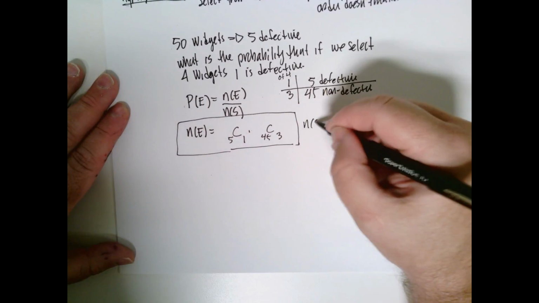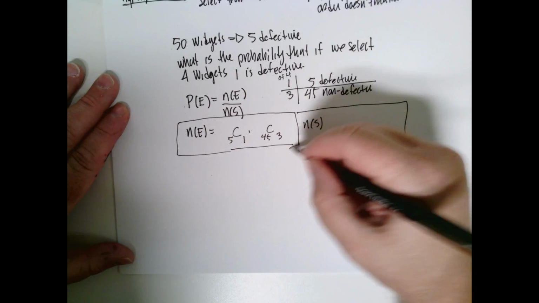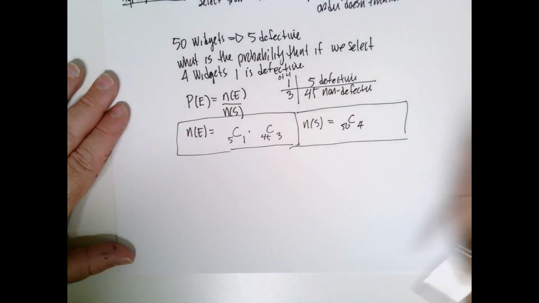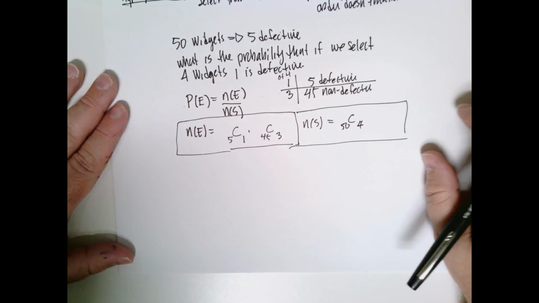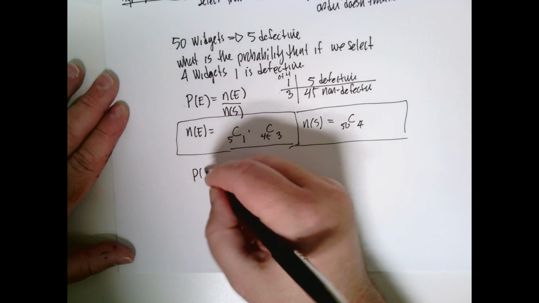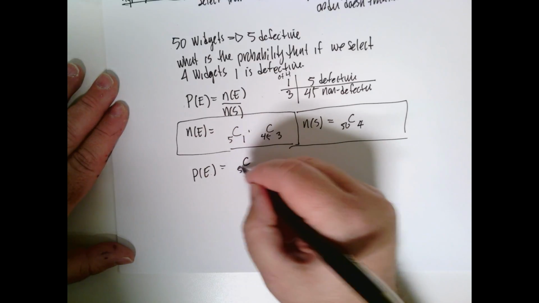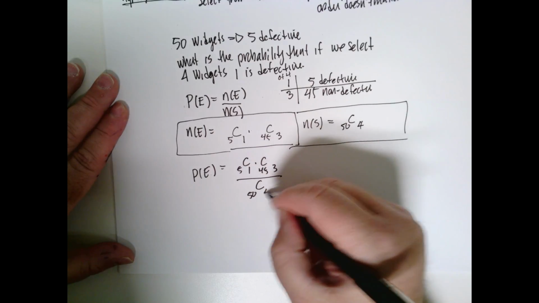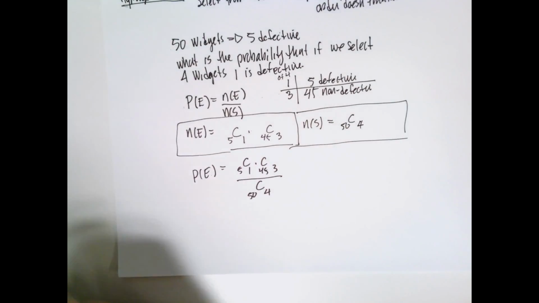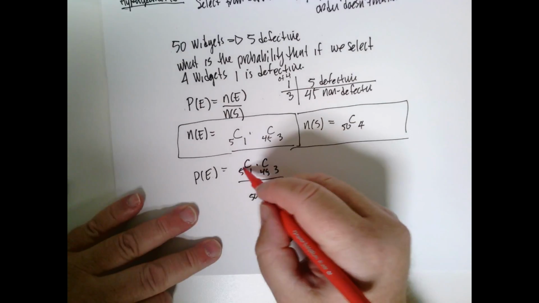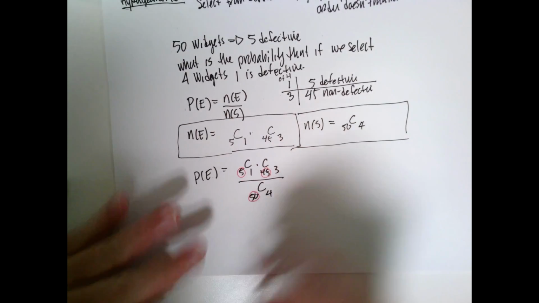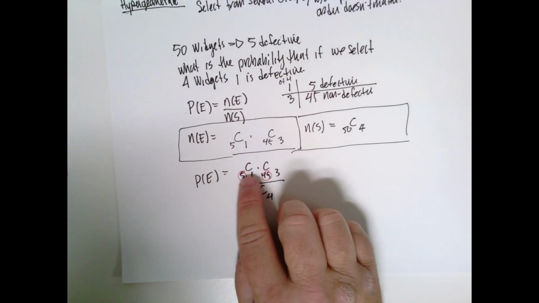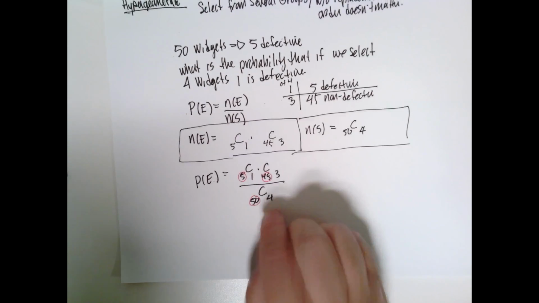The number of things in our sample space would be to ignore that classification and just say there are 50 things and we're selecting 4 of them, since order doesn't matter. So now the probability would be just to plug these in: 5 choose 1 times 45 choose 3, all over 50 choose 4. Notice that these 2 add up to that one, and the other 3 add up to the other: 5 plus 45 is 50, 1 plus 3 is 4.